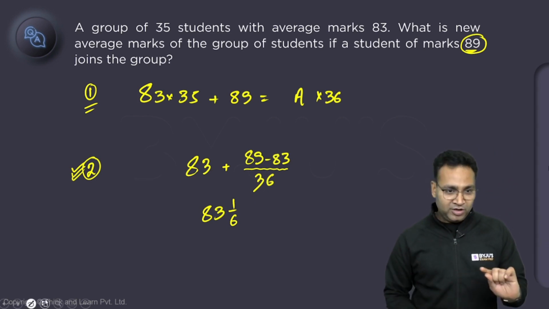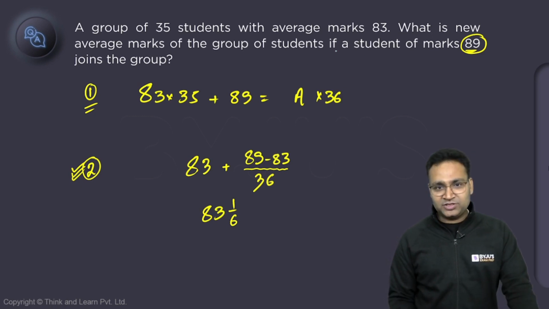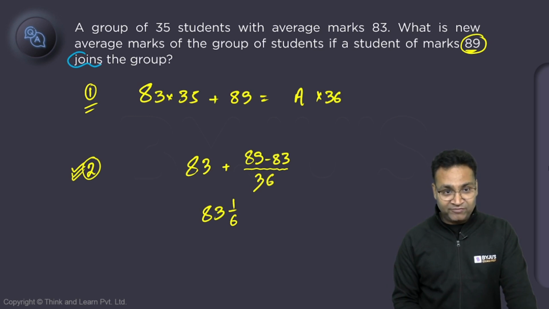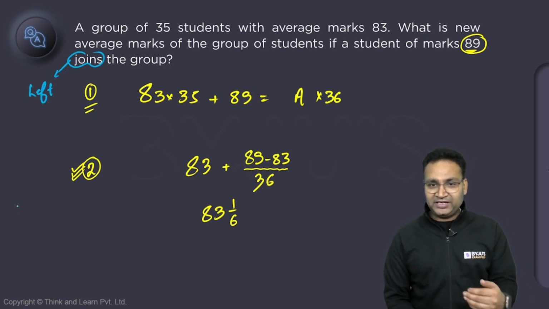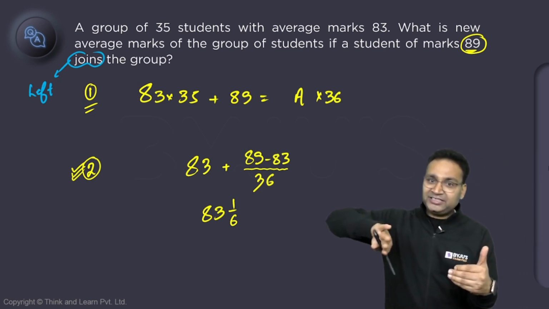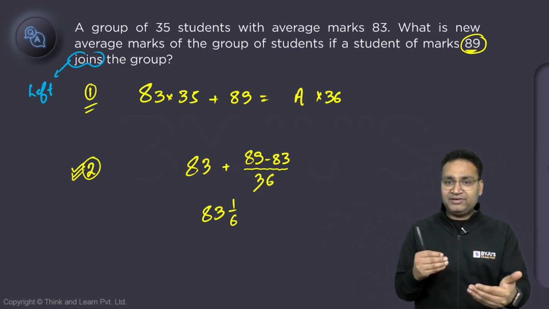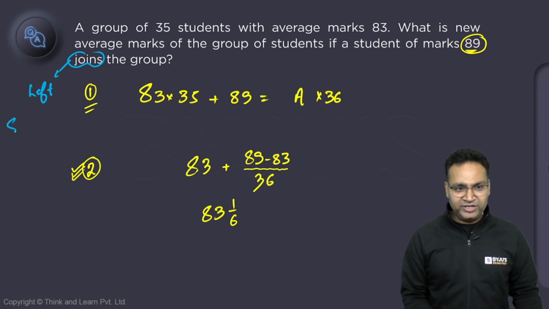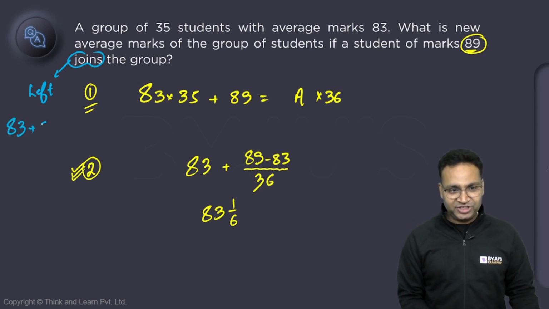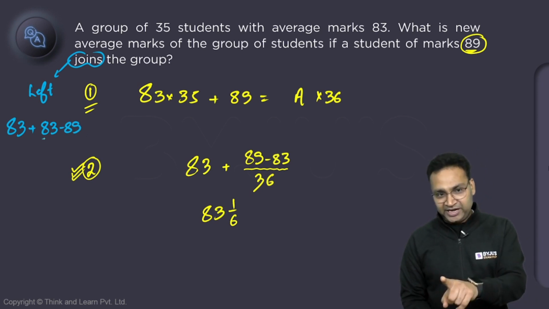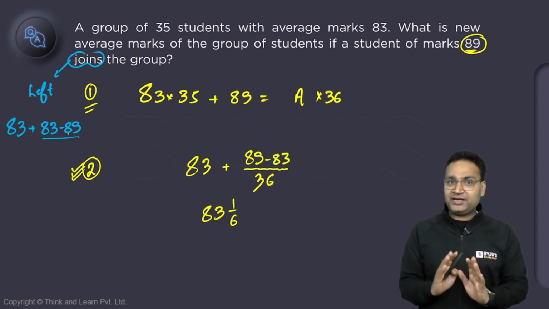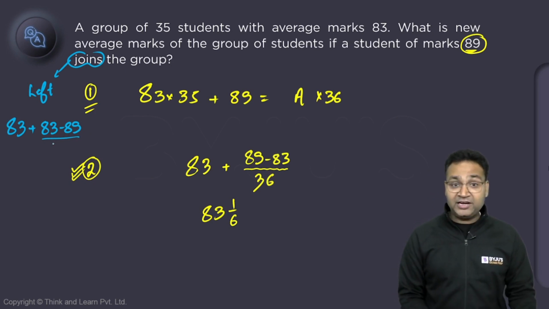Now, let's say in this case a student of marks 89 has left, instead of joining. So basically, if it is leaving, I will say 83 minus 89. If he is joining, I will say 89 minus 83. So initially it is 83. The change is 83 minus 89, he is leaving now. If he is joining, 89 minus 83. Clear? Divide by number of elements in the group, which is now 34.